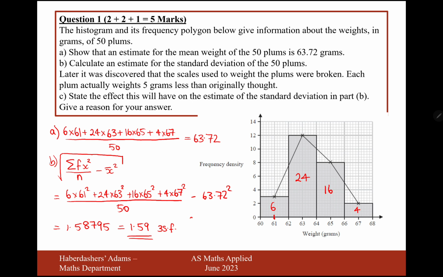Well, the answer to part C is that if the plums all weighed 5 grams less, then it will not affect the standard deviation. And the reason is that it will just move all of the data points down by 5. The spread of the data will not be changed. So there we are. So that's the answer to question C. And there we are. In total, that's the answer to question 1 with a total of 5 marks.